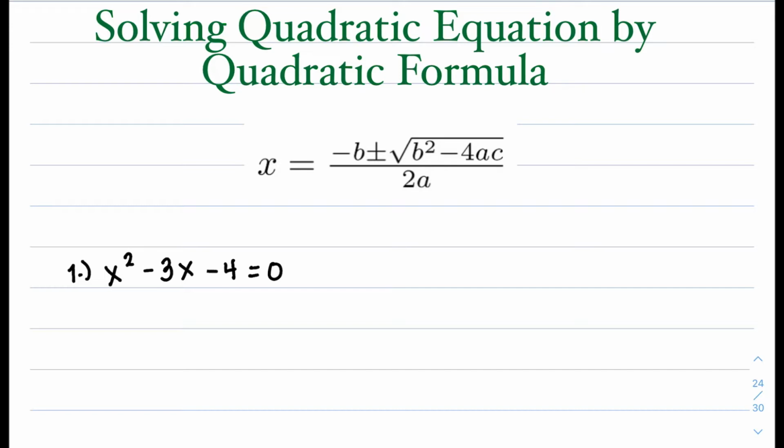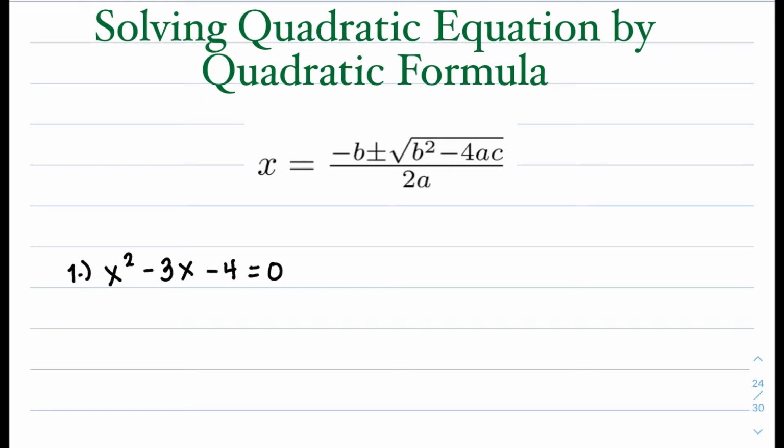So in this video, we are going to discuss solving quadratic equations by the quadratic formula. So take note, for the quadratic formula, we have x is equal to negative b plus minus square root of b squared minus 4ac, all over 2a. So let's solve example number 1. We have x squared minus 3x minus 4 is equal to 0.